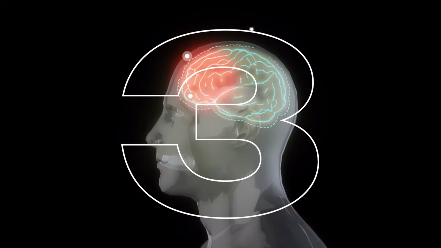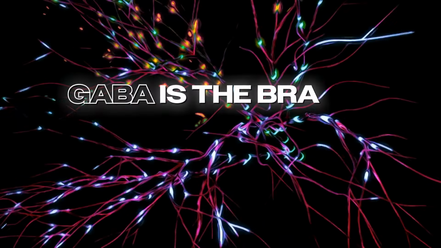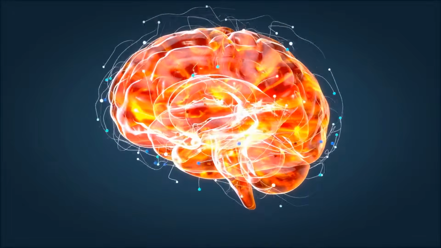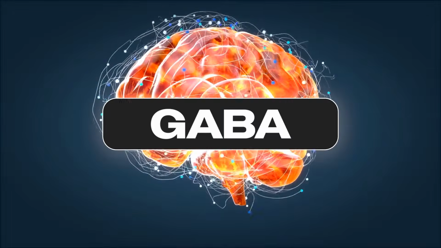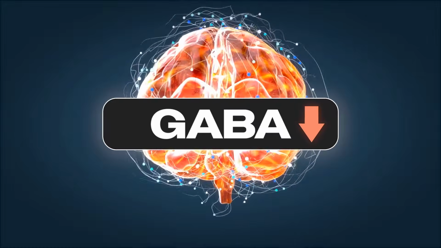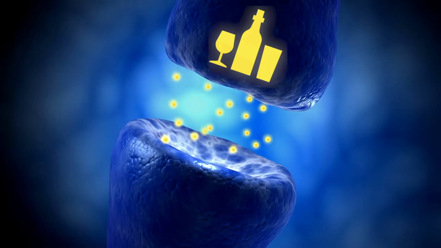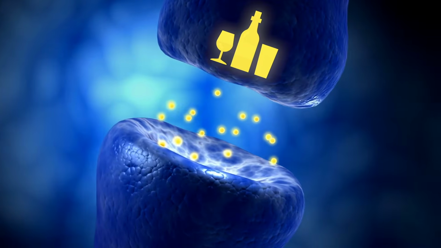Third, we delve into GABA. GABA is the brain's primary inhibitory neurotransmitter. What that means is when there is excess excitation in the brain, GABA kicks in to reduce that excitation because too much excitation is harmful to neurons. Alcohol acts at the presynaptic end of the neuron, increasing GABA release, and postsynaptically enhances GABA's effect at the receptors.